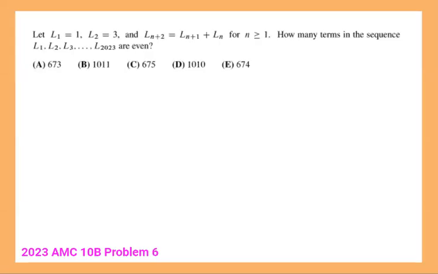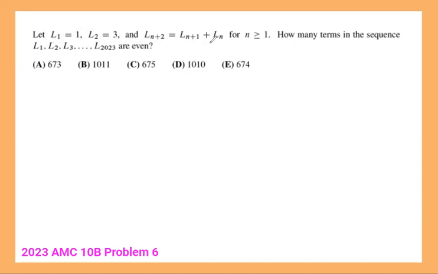Okay, so let's continue with number 6. This was a sequence problem. We are given two terms: L1 is 1, L2 is 3. And then the other terms are defined by these two terms, or rather the previous two terms.